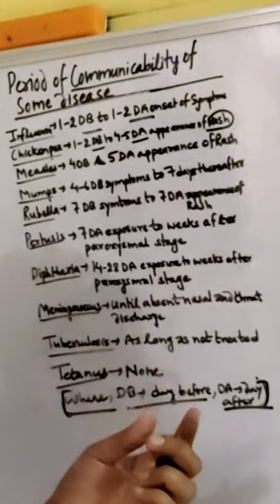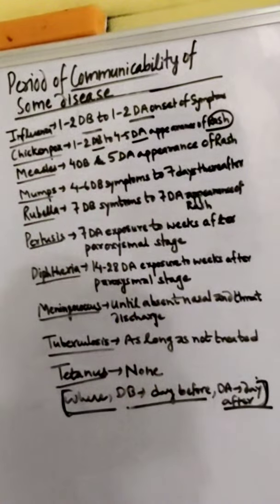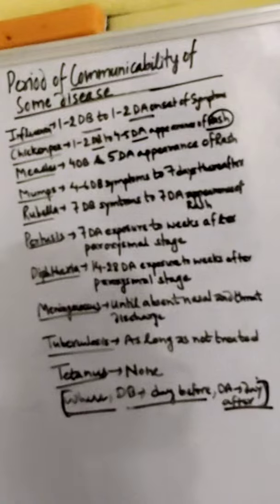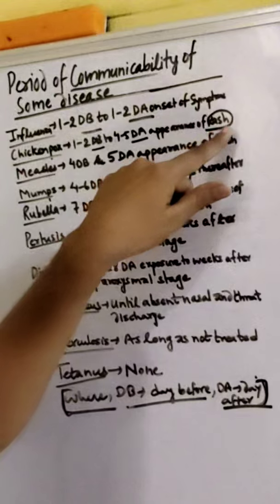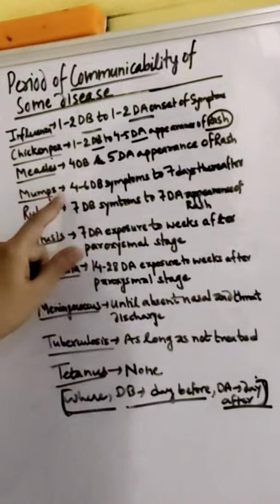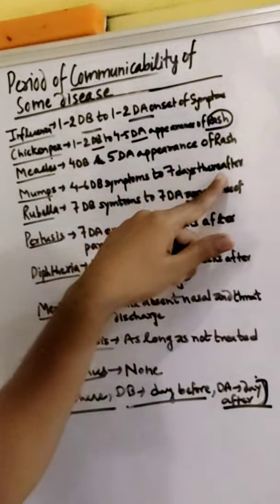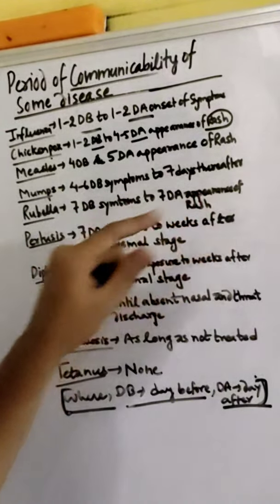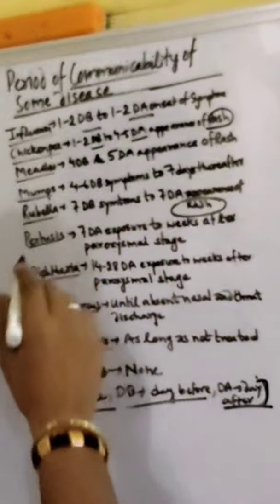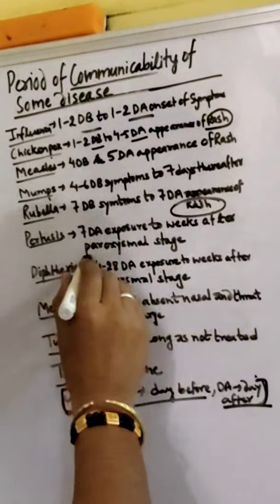So in some diseases, after appearance of rash, the communicability will take place, okay, and in the case of some diseases, on the basis of symptoms, the communicability will occur. So in the case of influenza, symptoms; chickenpox, measles, rash; mumps, 4 to 6 days before symptoms to 7 days thereafter; rubella, 7 days before symptoms to 7 days after appearance of rash. Here also rash. And pertussis, 7 days after exposure to weeks after paroxysmal stage.